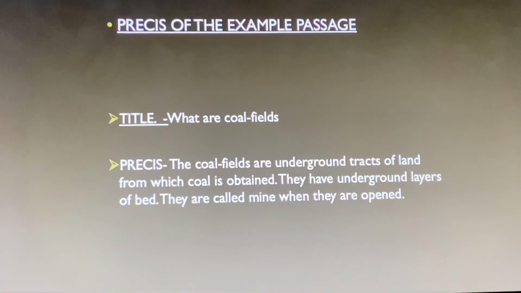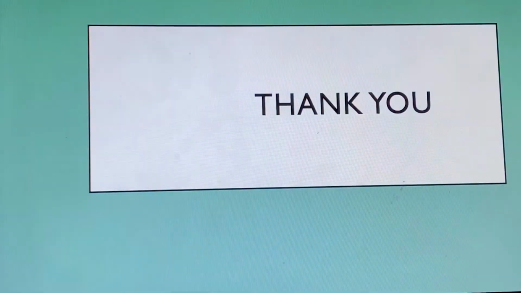What are coal fields? So a title is mandatory for any precis, and if you skip writing the title of the precis, giving it your own title, then definitely you are losing marks. From the examiner's point of view, you will be losing your marks.